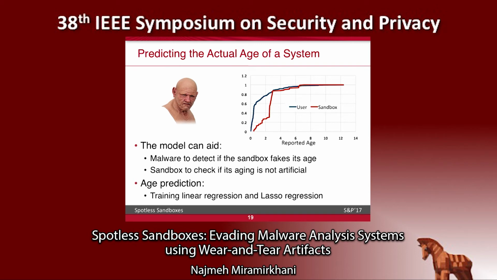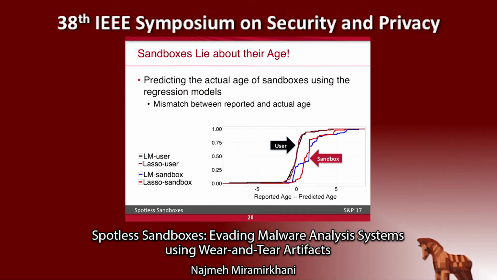For this purpose, we train a linear regression and a lasso regression, and to evaluate the model, we test it against an unseen data set of real systems. As you see here, the residual error of real users is close to 0, which means that the model can predict the real age of a system. But when we use this model to predict the age of sandboxes, the residual error is shifted to the right, which means their claim age is much more than their real age, so they are obviously faking their ages.